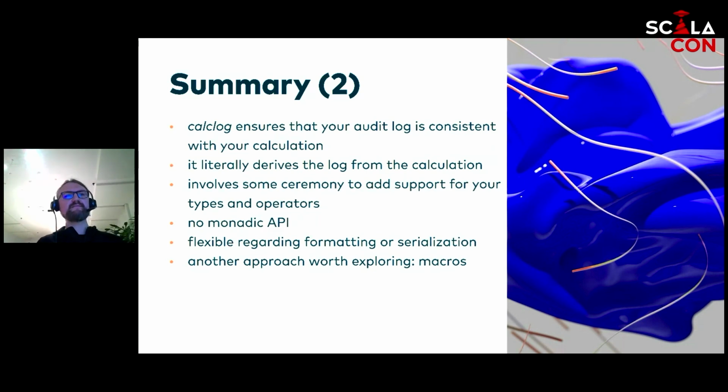I must say that there is another approach that is probably worth exploring, which I haven't done with calclog, which is to use macros. Because right now, as you saw in the code, I have to give explicit names to the variables when I create a binding. And maybe an alternative approach would be that you have a macro that knows how to describe a calculation at compile time.